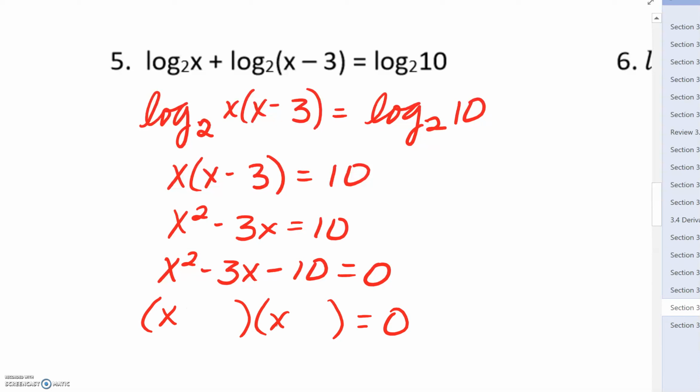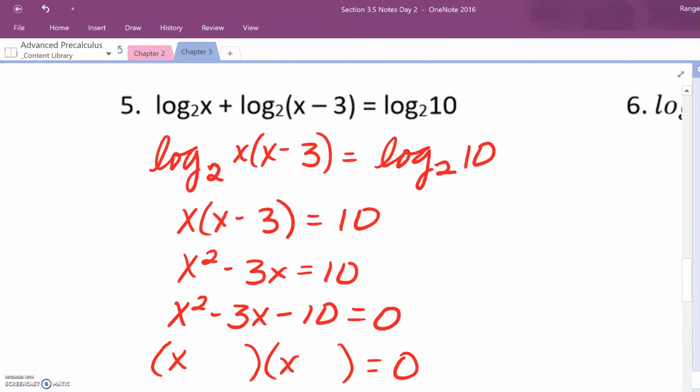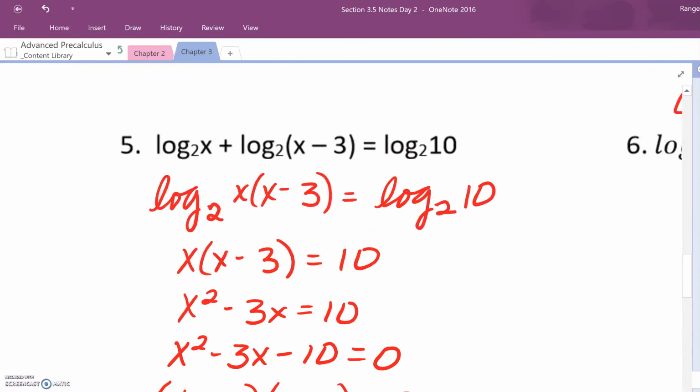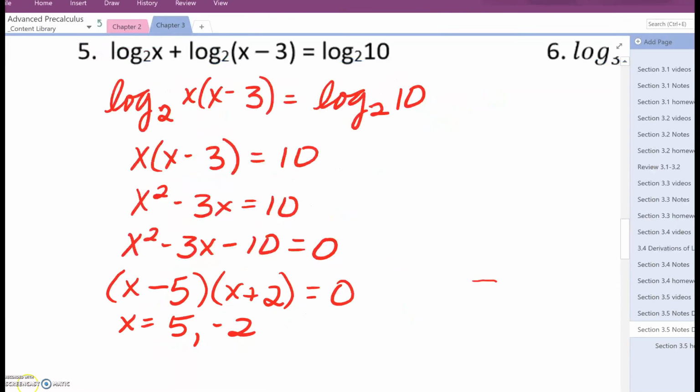We need two numbers that have a product of -10 and a sum of -3. That's going to be -5 and +2. So we have x equals 5 or -2.